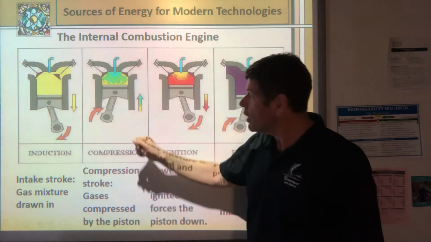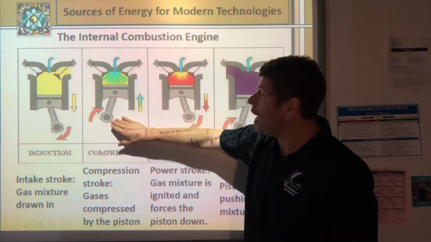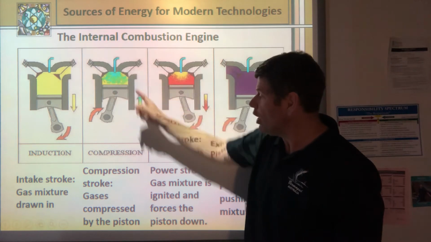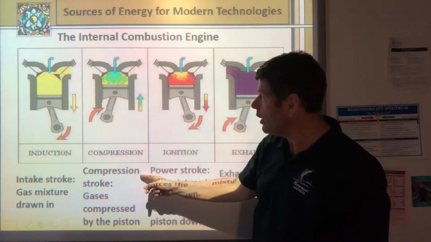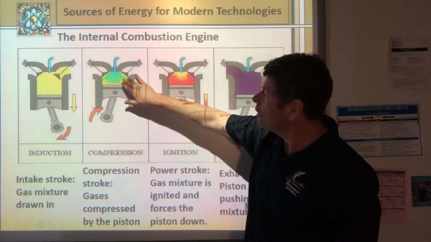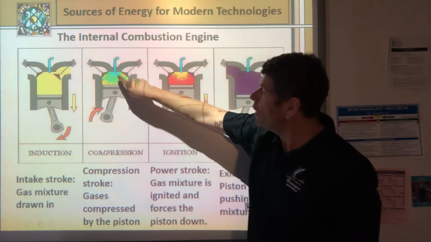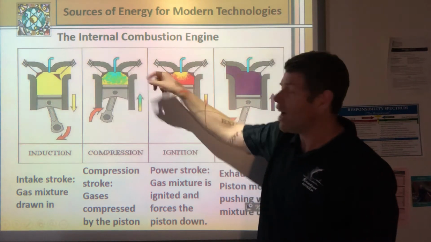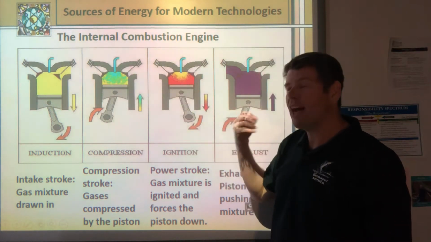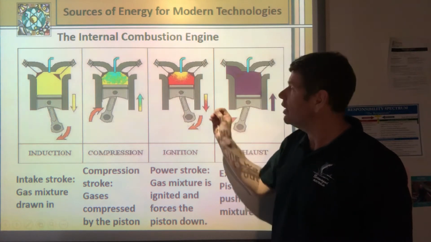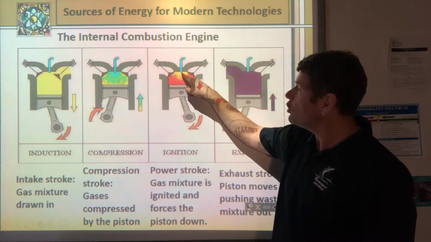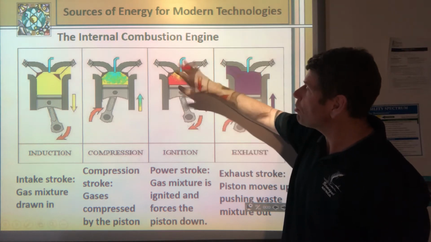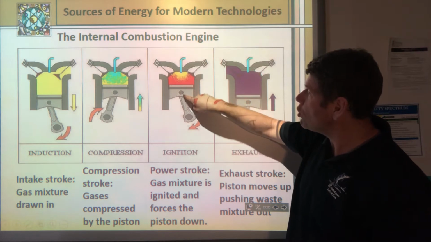Then the piston is going to be moved up, and it compresses the gases, that fuel-air mixture. So it's called the compression stroke. And at the very top, we have a spark plug here. So there's a timer that times a spark to ignite the gases in the cylinder. This explosion causes the piston to move down.